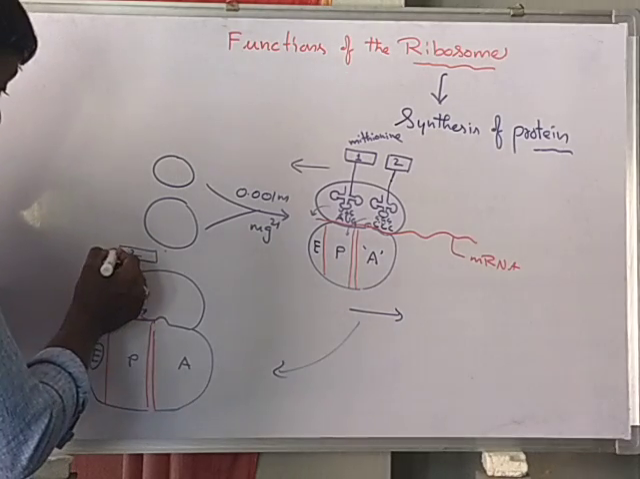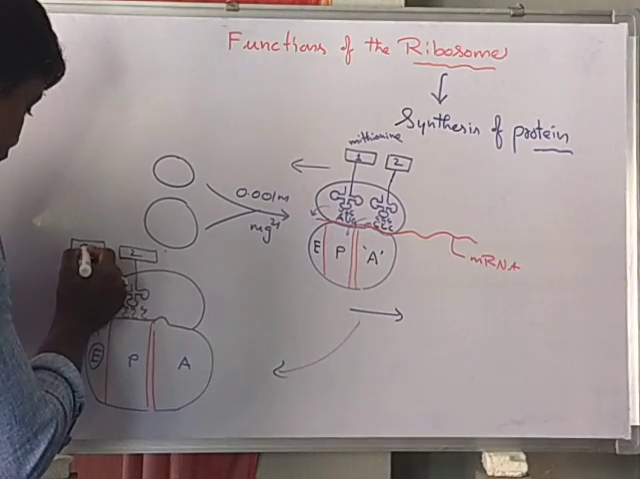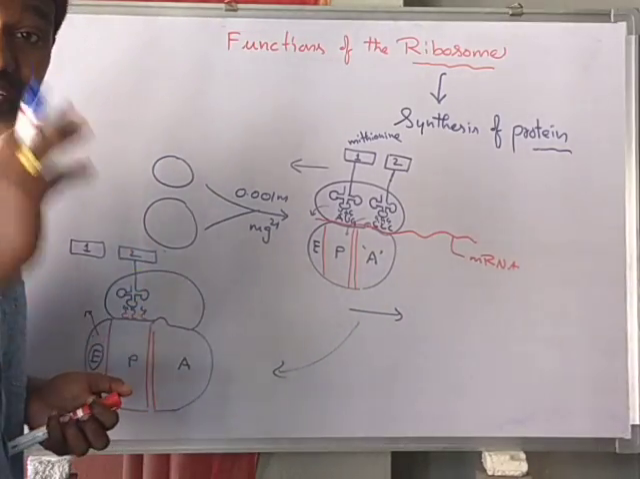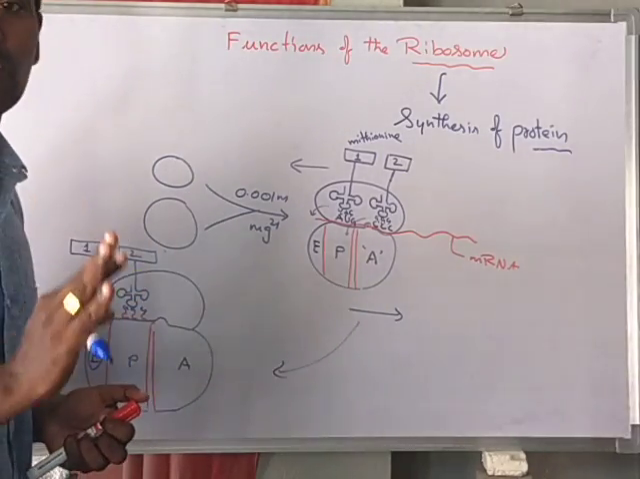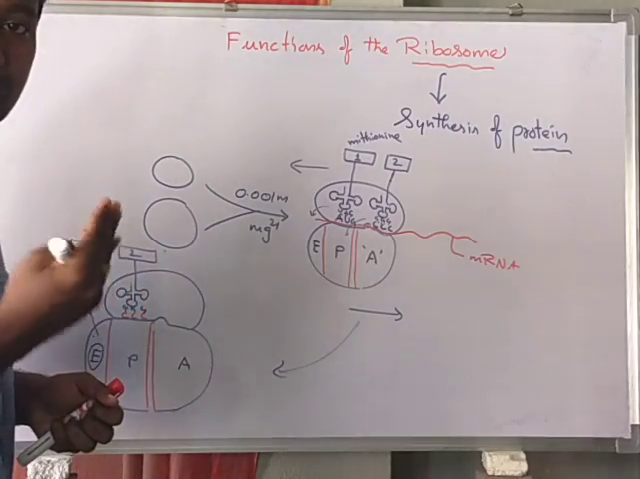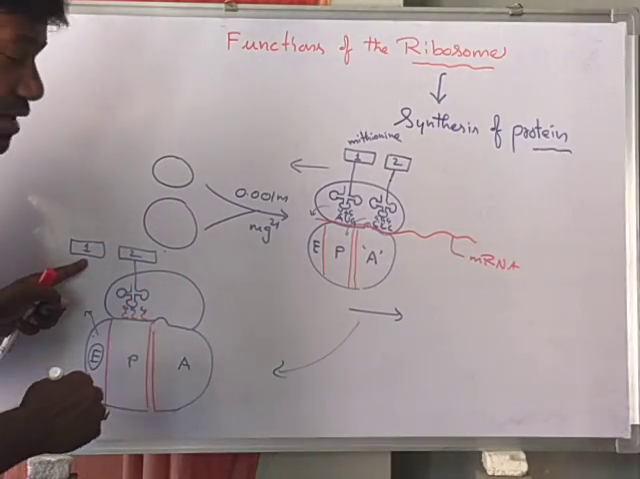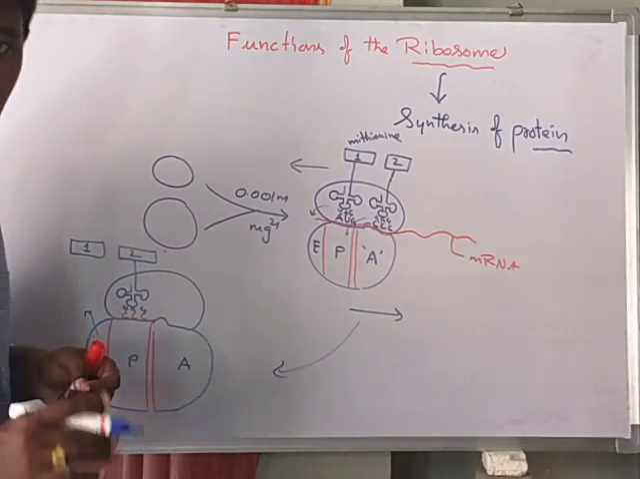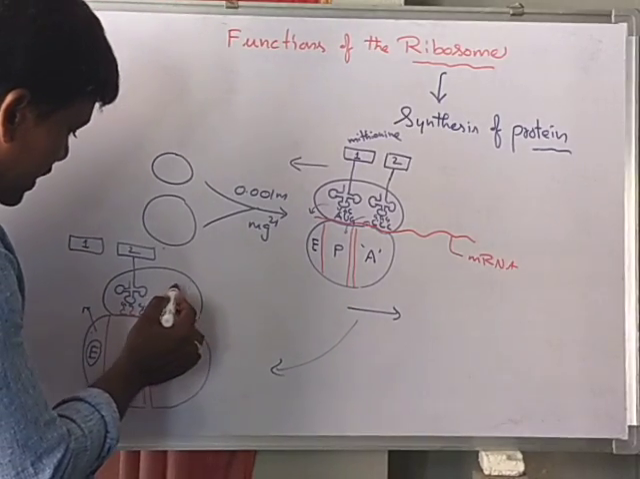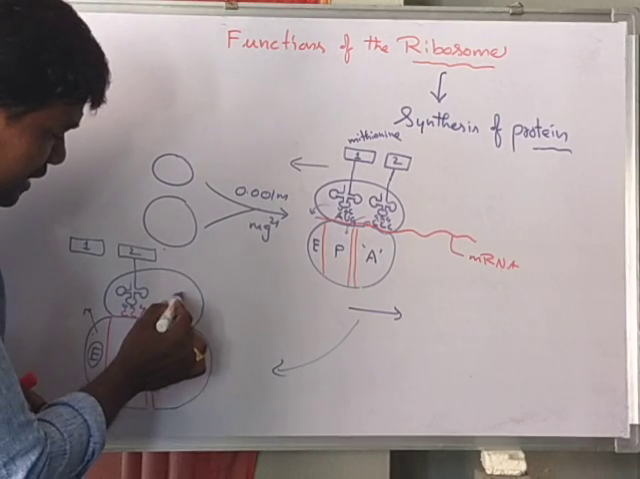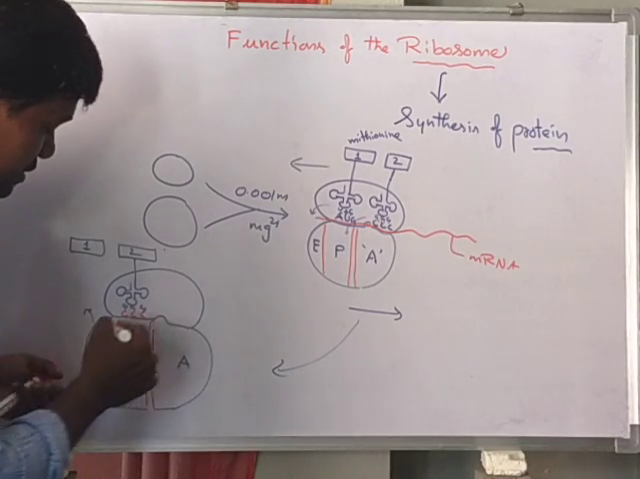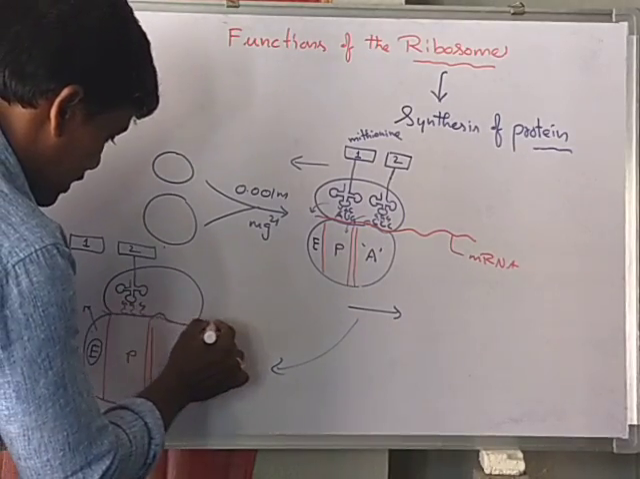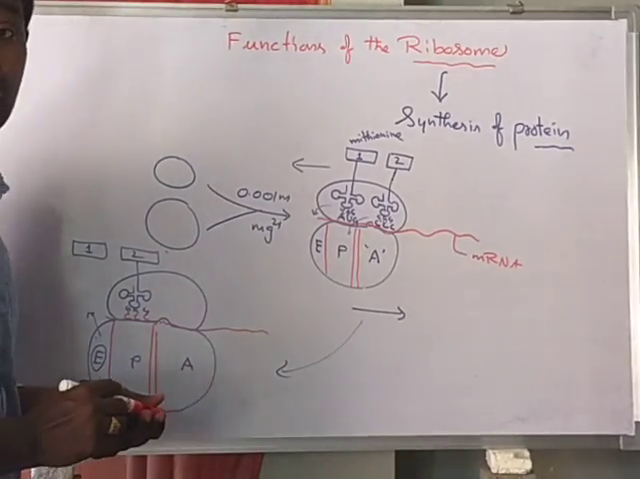Here the first amino acid, methionine, will remain, but the first tRNA will be removed, because it has already done its job. It produced the first amino acid, so the amino acid will remain, but the tRNA will be removed. Are you clear? Right. So on the A site there is an empty space. This is the mRNA.